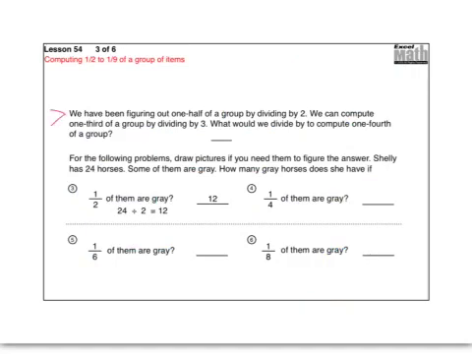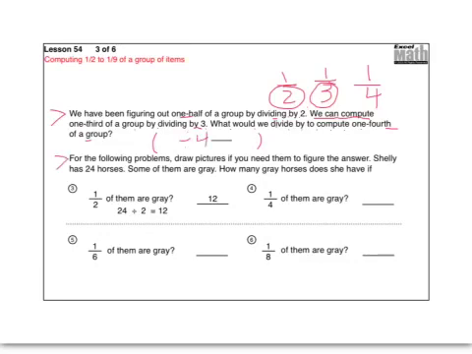All right, we have been figuring out 1/2 of a group by dividing by 2. We can compute 1/3 of a group by dividing by 3. What would we divide to compute 1/4 of a group? If we find 1/2 of a group by dividing by 2, and we find 1/3 of a group by dividing by 3, how would we find 1/4 of a group? Stop and write the answer to that right down here. All right, the answer is we would divide by 4 on that one.